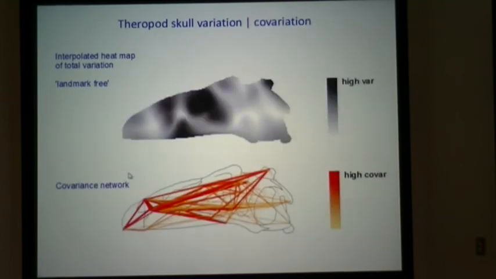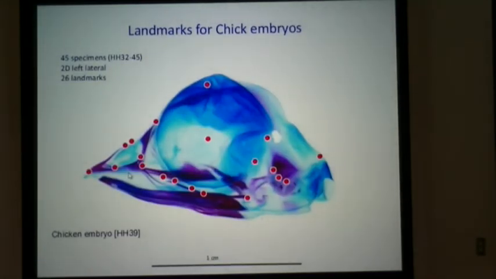It comes with a covariance network. I'm not going to talk about that. We can compare that, so now we need a developmental variation network. And so we take a bunch of chicks. So here's many specimens, some landmarks.